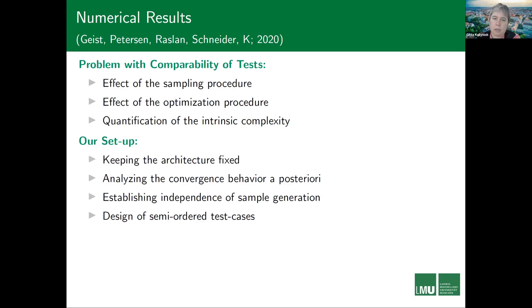And also it's often not clear how you can quantify the intrinsic complexity. So in all the experiments which I will show you now, the architecture is always the same. It's one fixed architecture, no matter how we change the parameters and how we change the setting. We will analyze the convergence behavior a posteriori to give a better comparability. The sample generation will be independent, and we will have very carefully designed test cases, which are, as it says, semi-ordered, and you will see that.